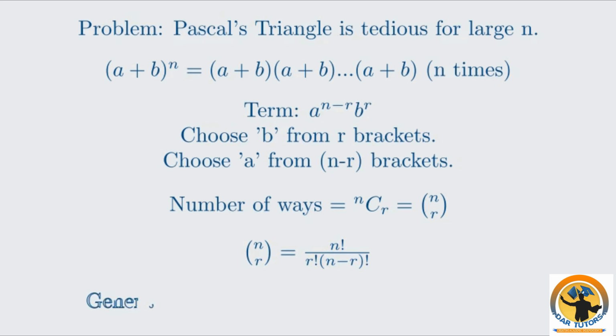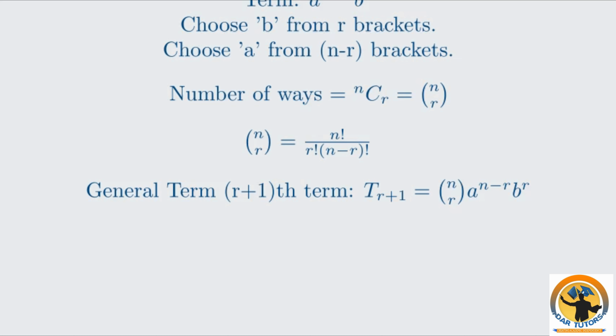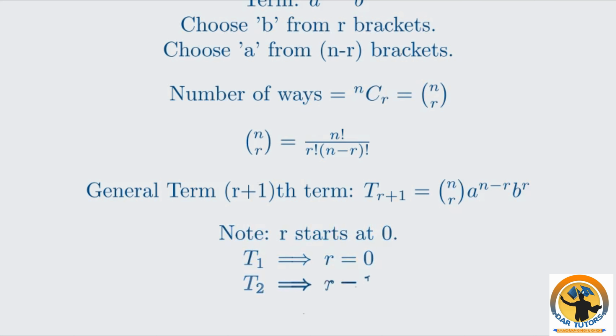This gives us the general term of the binomial expansion. The general term, or the (r + 1)th term, is T_(r+1) = (n choose r) times a^(n-r) times b^r. Notice that the index r starts at 0 for the first term, so the first term is T_1, which corresponds to r equals 0. The second term is T_2, which corresponds to r equals 1, and so on.